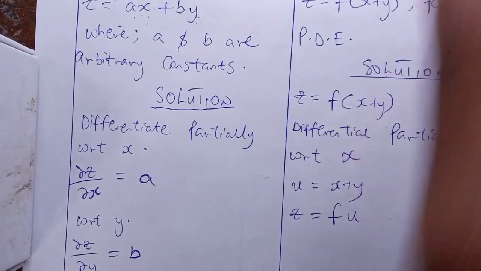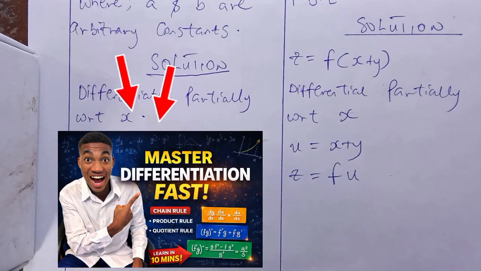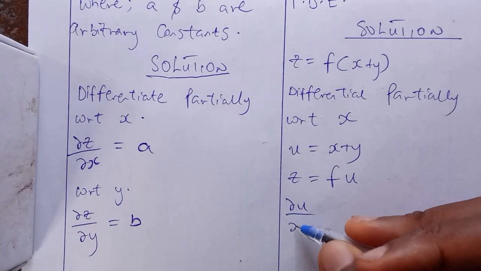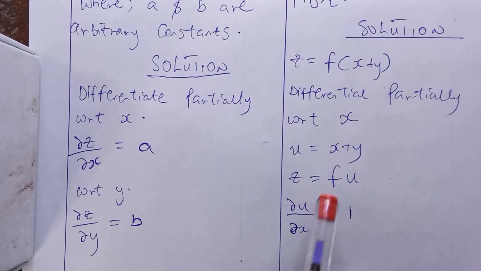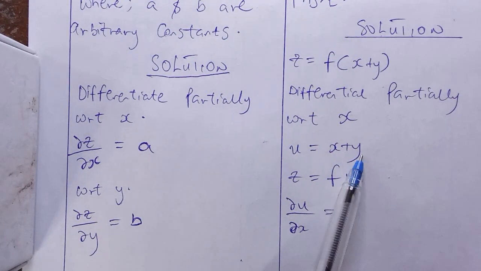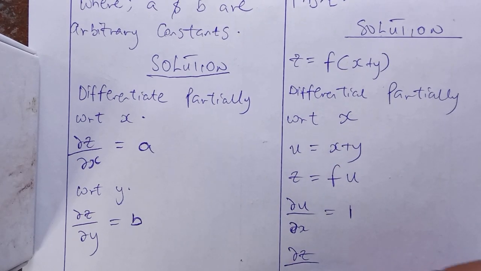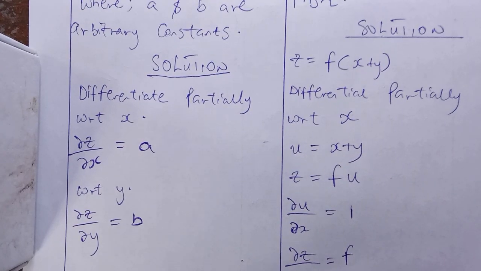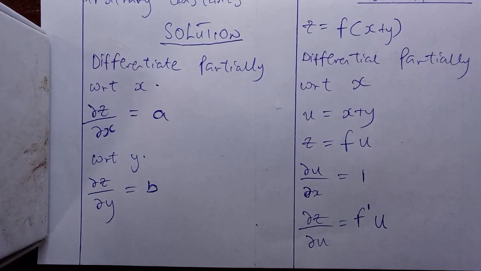We're using the chain rule. If you don't know how to differentiate using the chain rule, you can watch the video that is playing on the screen right now to refresh your memory. So now partial of u with respect to x is equal to 1, because if you differentiate x here, you get 1, and there's no x here, so that is 0. And partial of z with respect to u will give you f prime u.